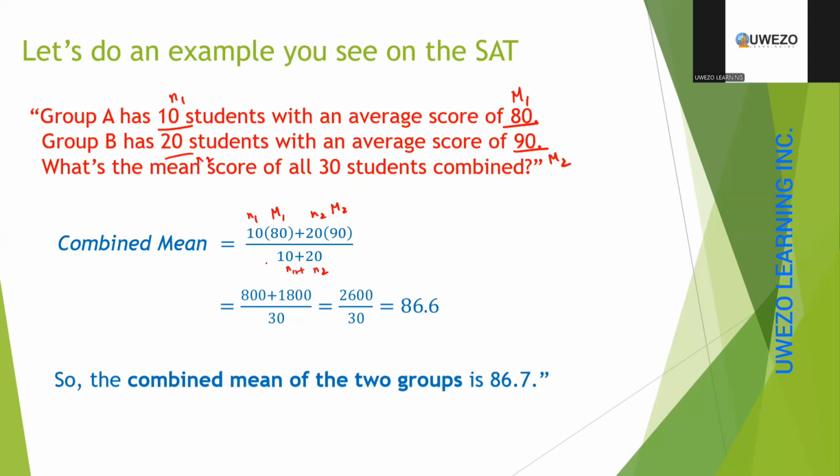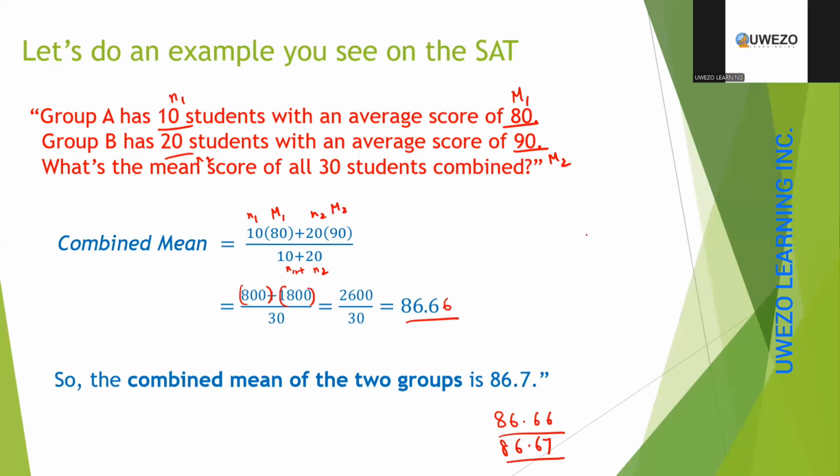So the sum of the scores of group A is 800 and the sum of the scores of group B is 1800. The net sum is 2600, divided by the total number of values within groups A and B combined. So the answer is 86.66. Hence, the combined mean of the two groups is 86.7, or you can type 86.66 or 86.67 on the SAT.